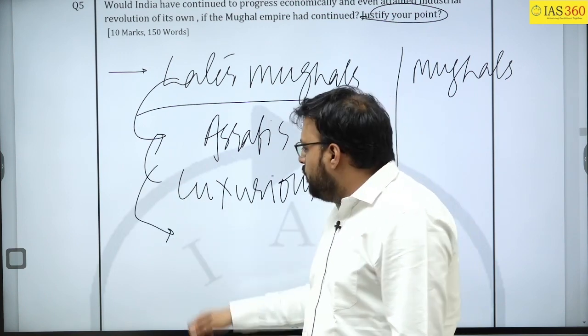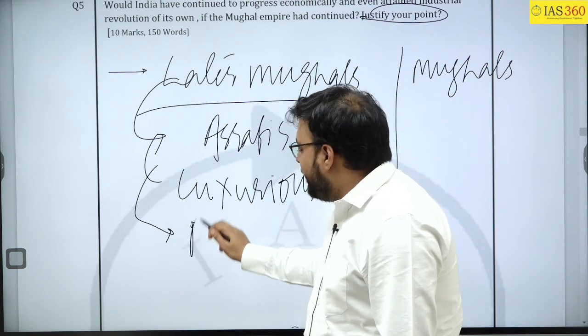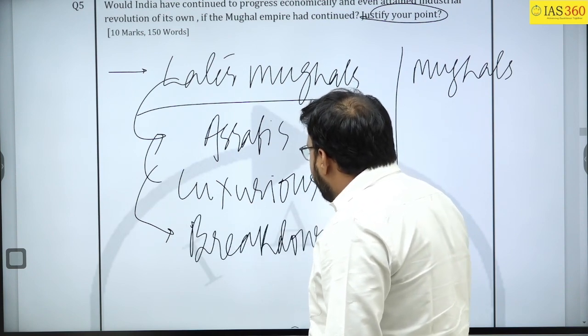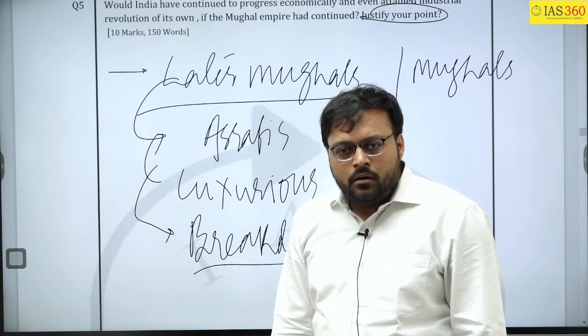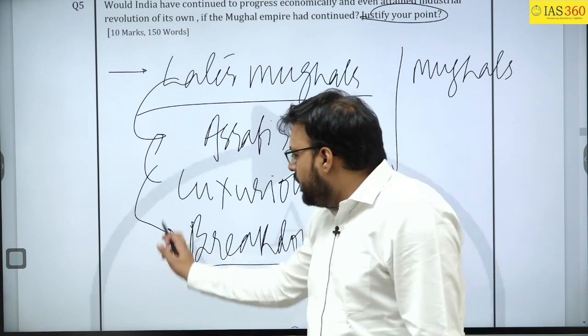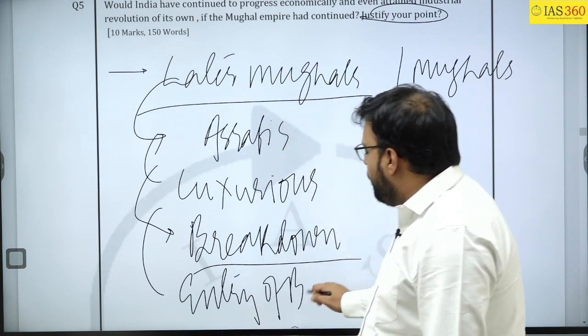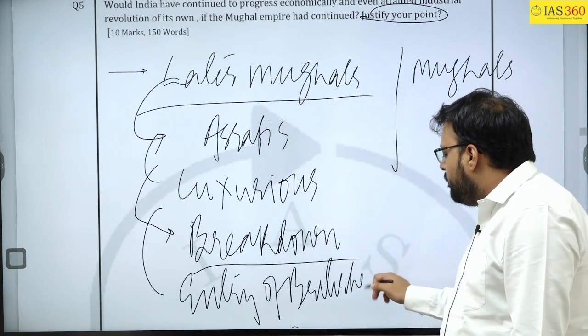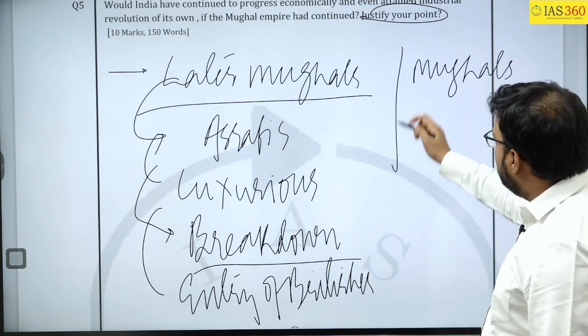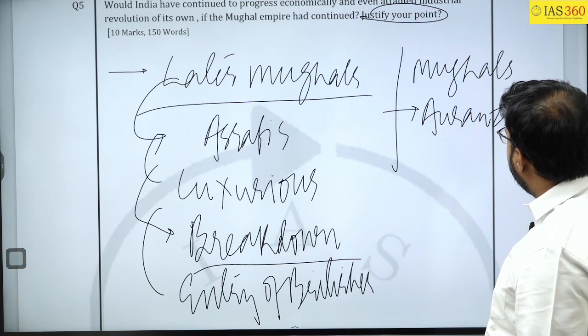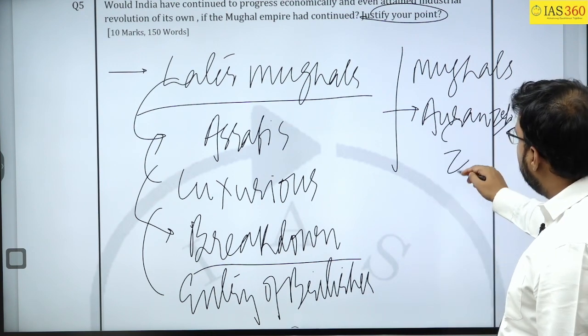Okay, then you can talk about the breakdown and loss of control of the Mughal Empire. Example, Hyderabad, Bengal. Then you can talk about the entry of Britishers as traders turning into rulers. During the Mughals also you can talk about the repressive policies of Aurangzeb, Jajia and all.